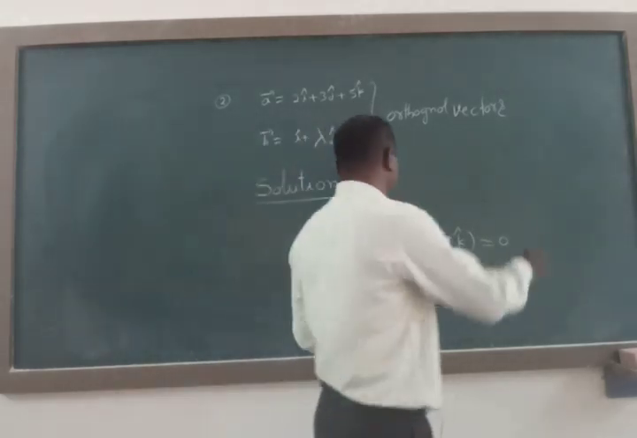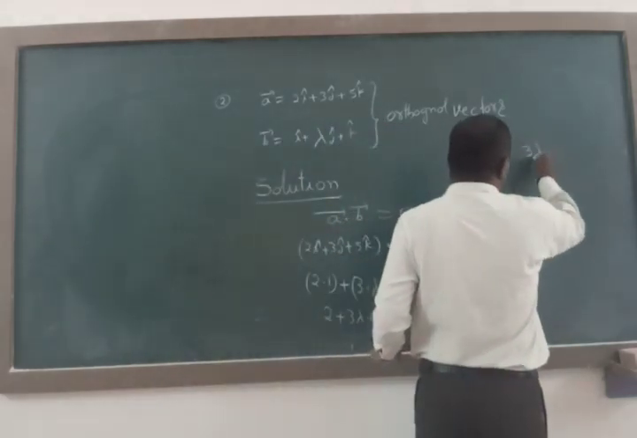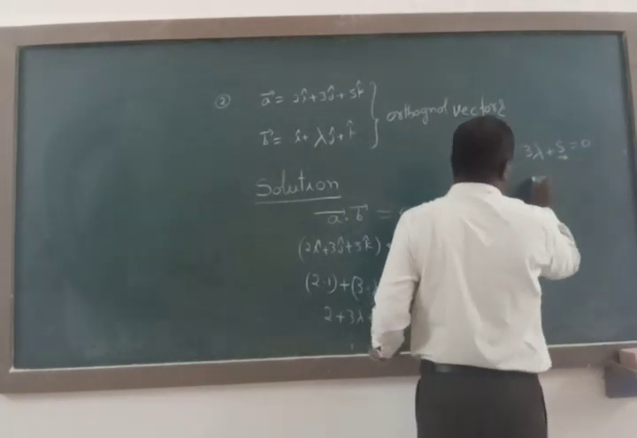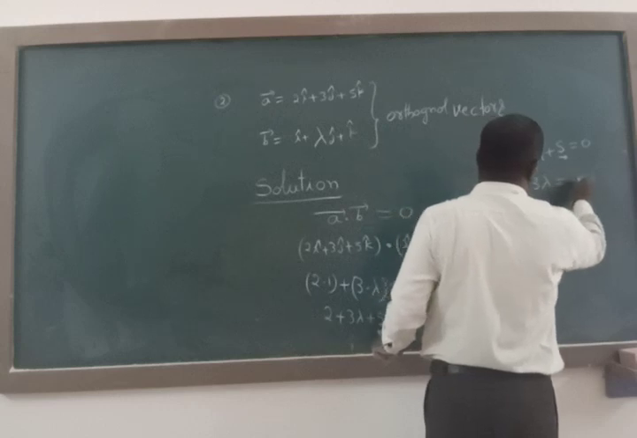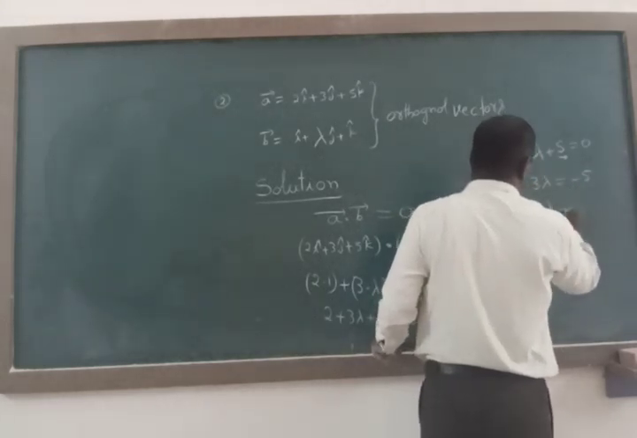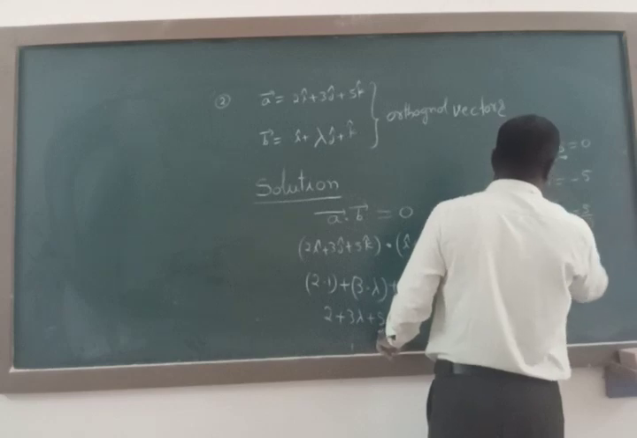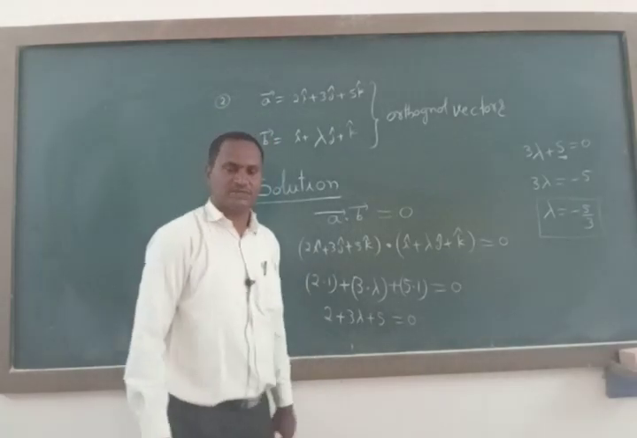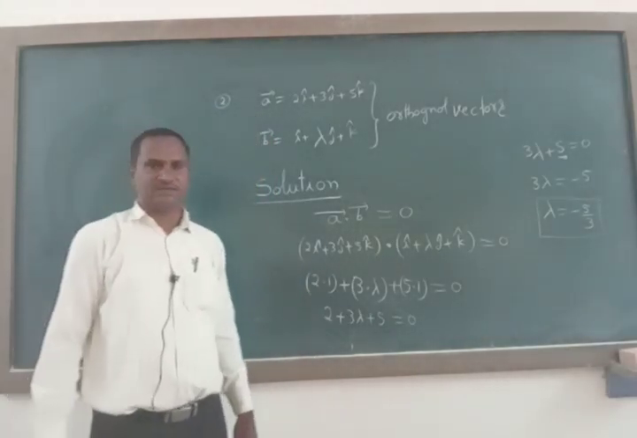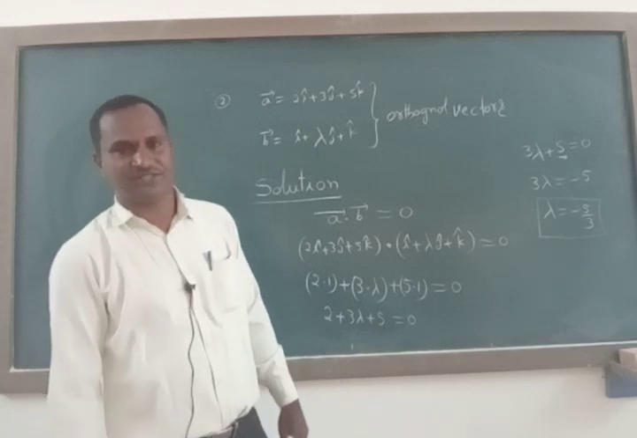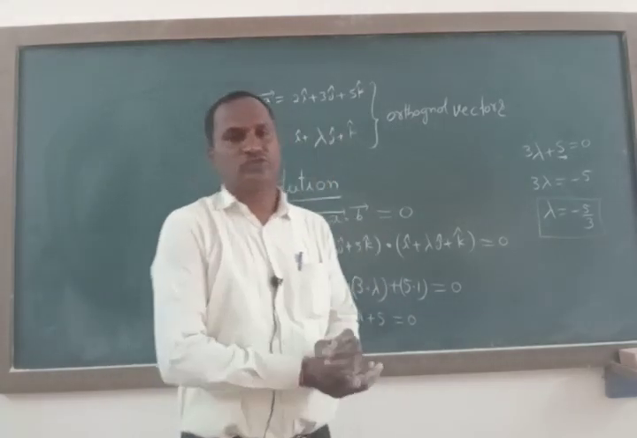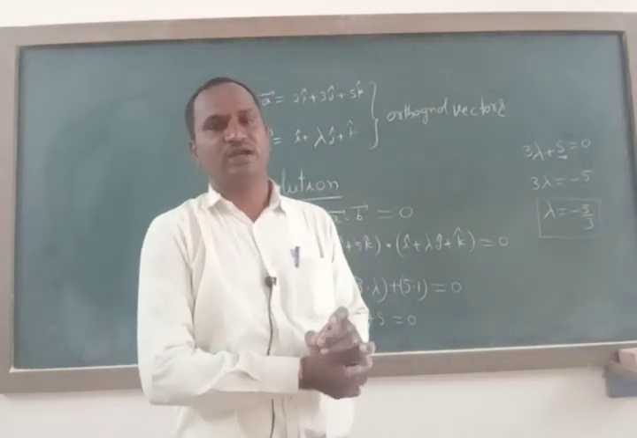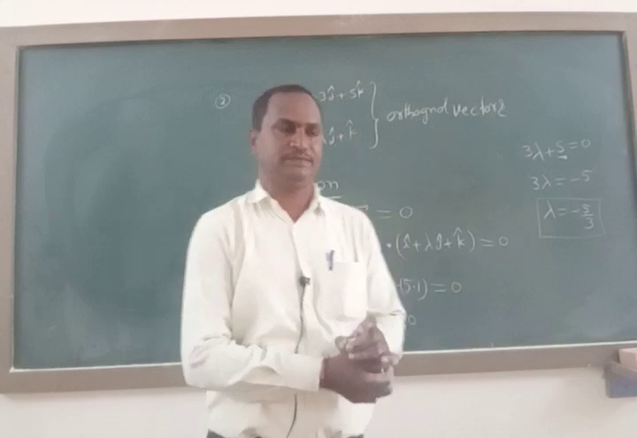2 plus 5 is 7, so 3 lambda plus 7 is equal to 0. Sending 7 to that side, it becomes minus 7, so lambda is equal to minus 7 by 3, the value of lambda here. Like that they will ask some questions with the help of the orthogonal condition. When they mention orthogonal vectors, they will give one unknown value, and we have to find that value of the unknown.